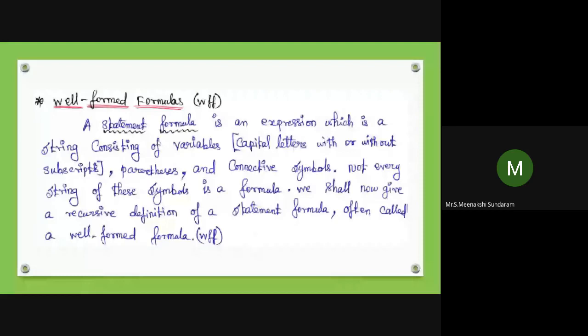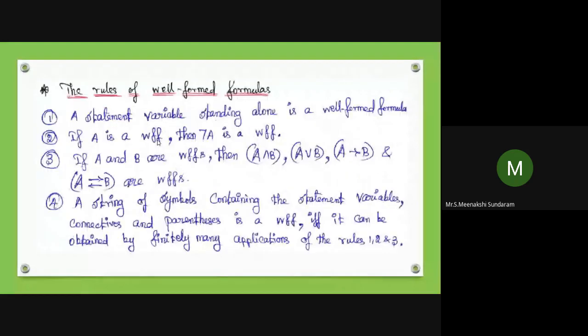The rules of well-formed formulas: A statement variable standing alone is a well-formed formula. If A is a WFF, then negation A is a WFF. If A and B are WFFs, then combining them with any of the connectives is also a WFF. A string of symbols containing the statement variable, connectives and parentheses is a WFF only by these rules.